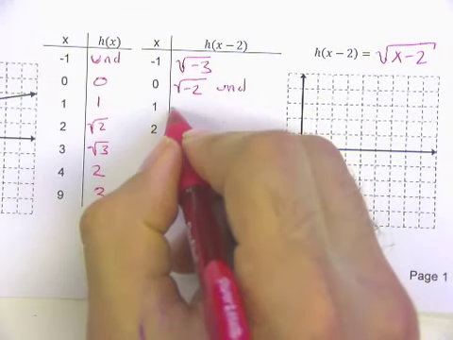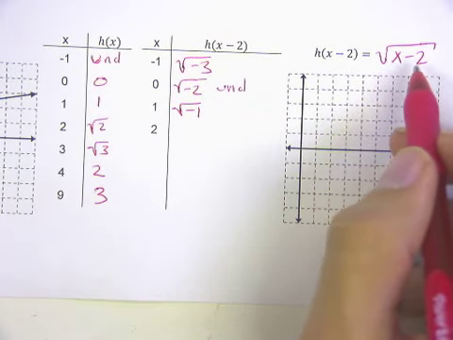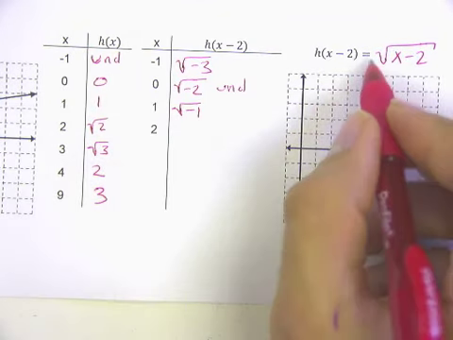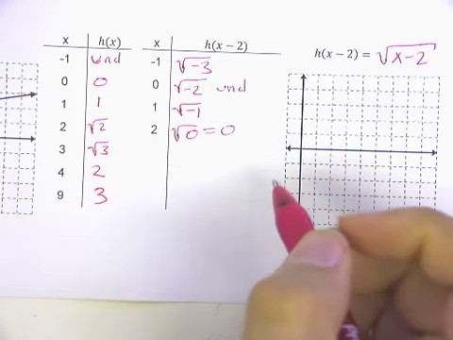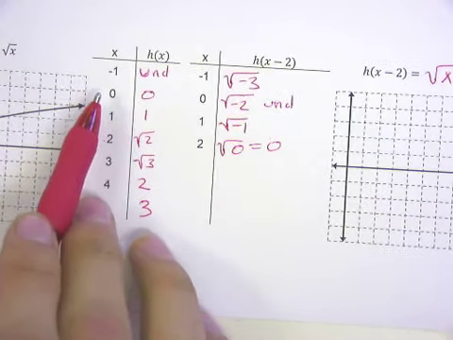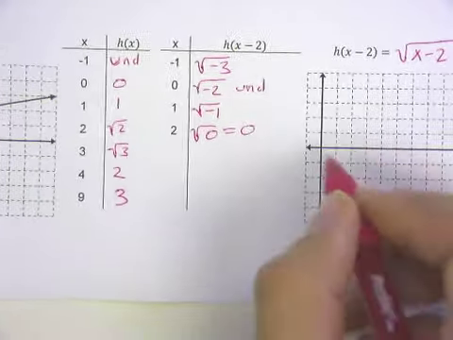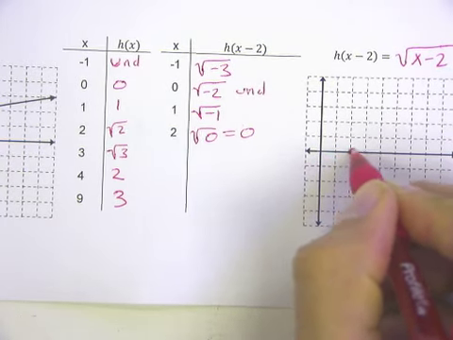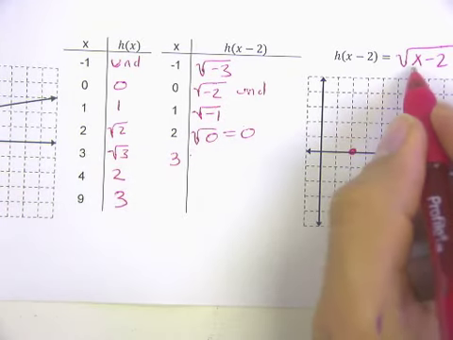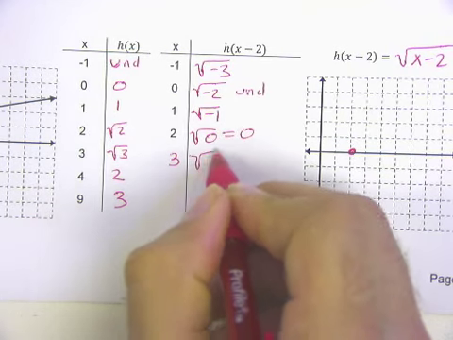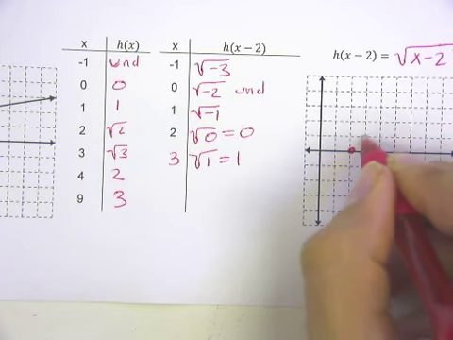When we input 1, we would have the square root of -1. Again, that would be undefined for us. When we input 2, now we'd have the square root of 2 minus 2, which would be the square root of 0, and that's just 0. So notice that before we were inputting 0 to get 0. Now we're inputting 2 to get 0. So our input of 2 gave us 0. When we input 3, we get the square root of 3 minus 2, which is the square root of 1, which is just 1. So when our input's 3, we get 1.